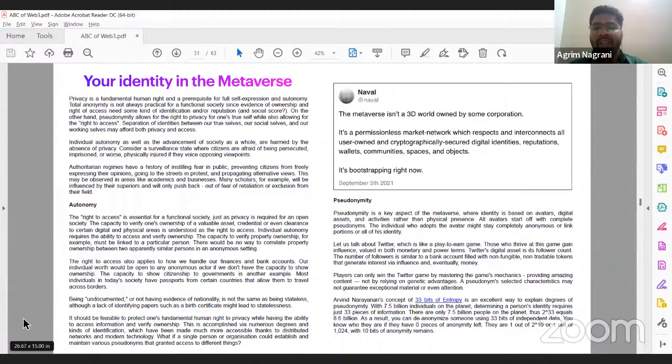Or if you want to make a particular entry in an event where you don't want your name to be revealed, this can be done through the metaverse space. The autonomy, or the right to access, is also essential for a functional society. So for privacy purposes, the metaverse can be used, and your avatars can attend these events, and identity revelation can be prevented there, depending upon the ownership and the capacity to verify property ownership. For example, it must be linked to a particular person, so there would be no way to correlate property and ownership between various other persons or the assets present in the metaverse.